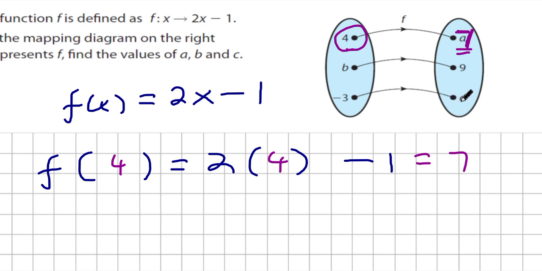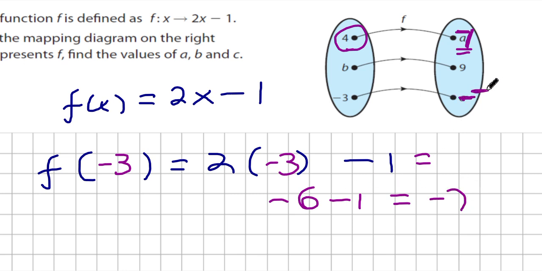Let's do C next. What's the input for C, guys? Yeah, this is really easy stuff. And then you go minus 3 is the input. 2 times minus 3, minus 6, minus 1. And that means the answer for C is minus 7. Agreed?